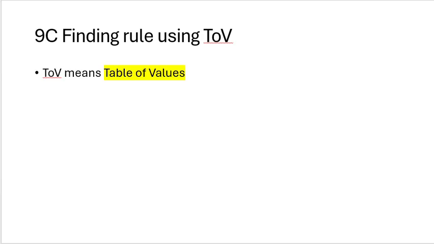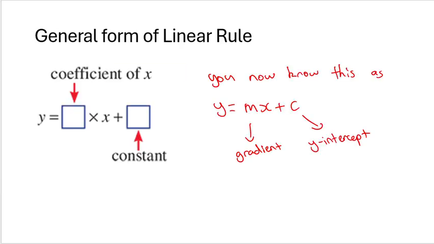All right, chapter 9c, finding the rule using a table of values, okay? Now, when I taught you this earlier last term, this is how I sort of displayed it to you, just to get started. As you can see here, these are numbers. Instead of a box, it's a number.